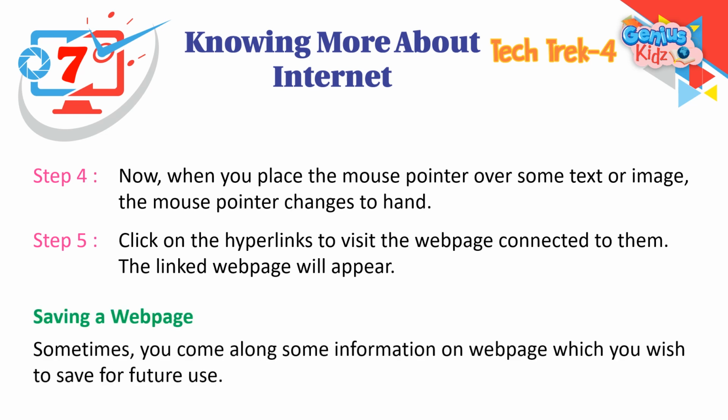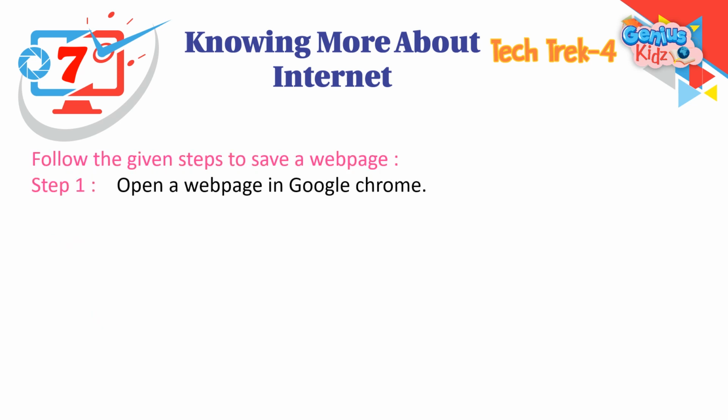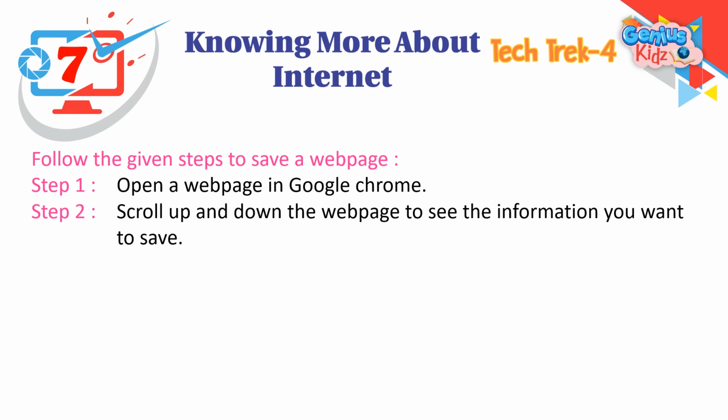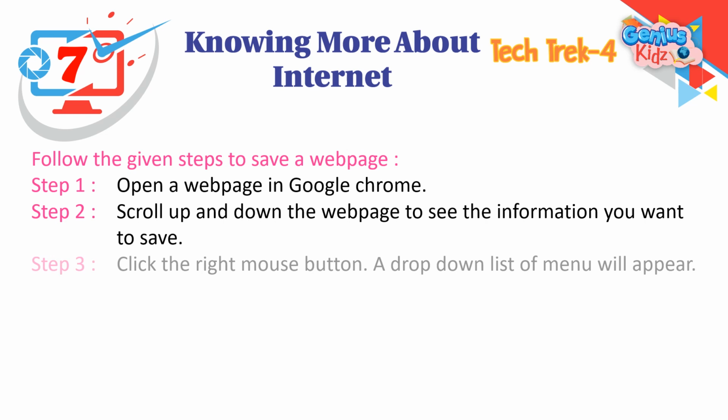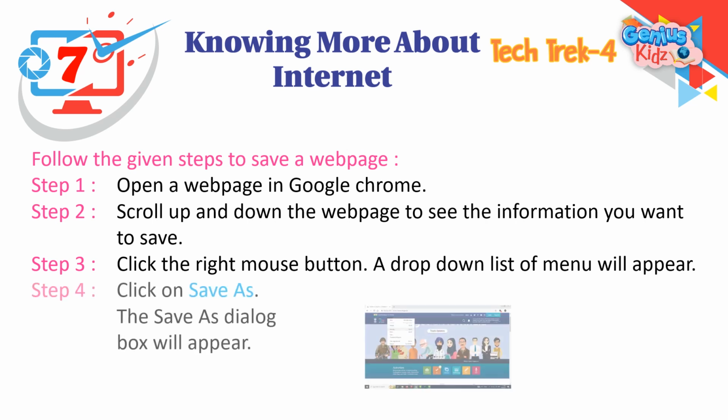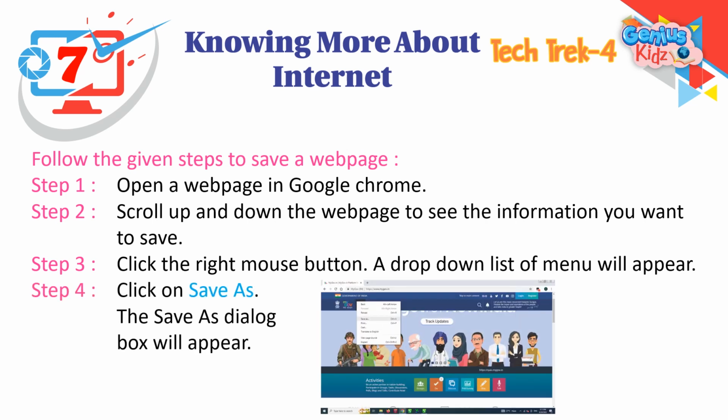Saving a web page. Sometimes, you come along some information on a web page which you wish to save for future use. Follow the given steps to save a web page. Step 1. Open a web page in Google Chrome. Step 2. Scroll up and down the web page to see the information you want to save. Step 3. Click the right mouse button. A drop-down list of menu will appear. Step 4. Click on Save As. The Save As dialog box will appear.